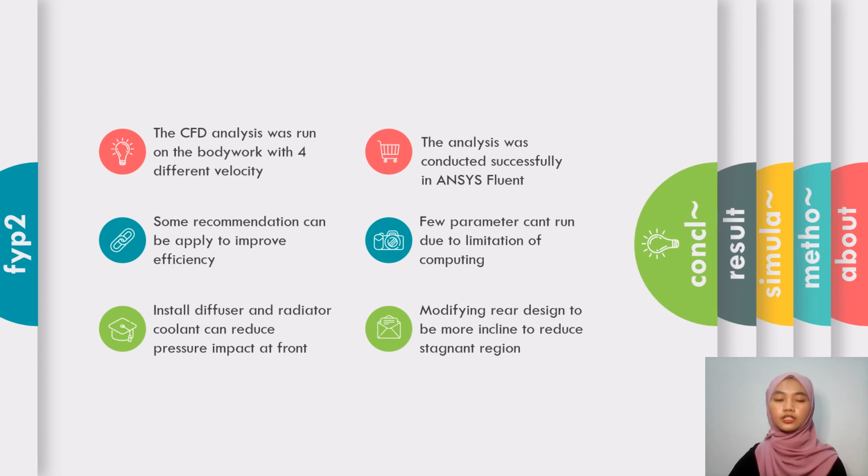Some recommendations can be applied to improve the efficiency of the car. First, we can install the diffuser and the radiator. The purpose of these two body kits is to act as coolant, and they can also reduce the pressure impact at the front end of the car. Next, focusing on the rear end of the car, we can improve the design to be more inclined. It can also reduce the stagnant region and improve the turbulent flow at the rear end.